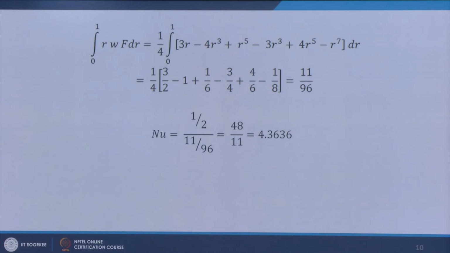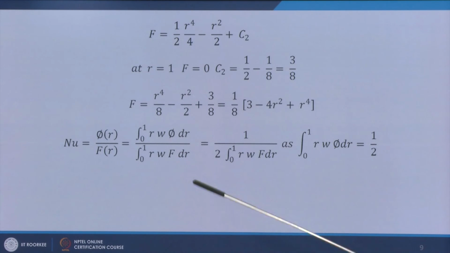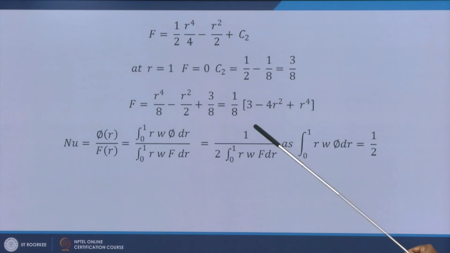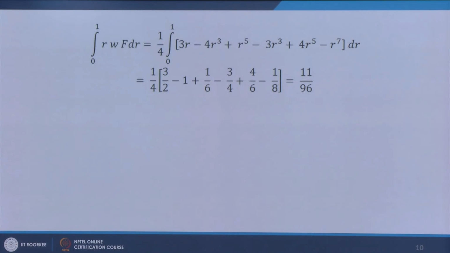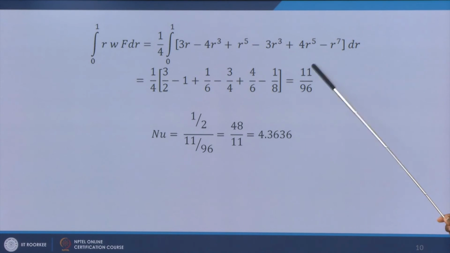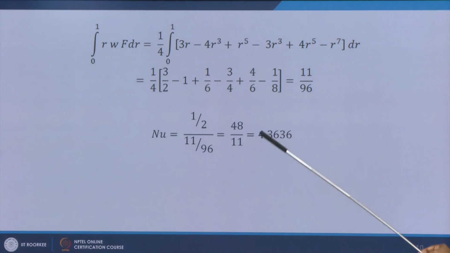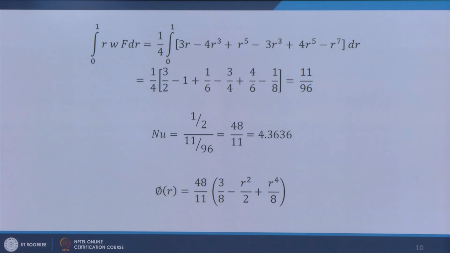Further, if we try to find the Nusselt number, we know that the Nusselt number is nothing but half divided by the integral from 0 to 1 of r w f dr, which we found to be 11 by 96. So this is half by 11 by 96, and it comes out to be 4.3636. So we have found the Nusselt number in this fashion.